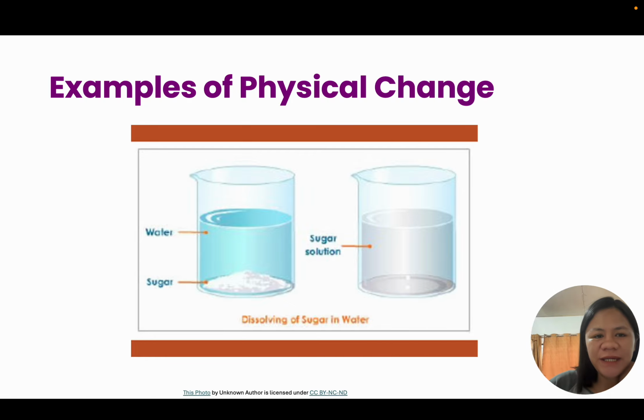An example of physical change is dissolving sugar in water. So we have our water and our sugar there. When we mix it all together, we have our sugar solution. But if we let it settle for a certain time, it will separate. The sugar will be separated from the water. Even though we add them up, it did not change the composition. It's just water and sugar. There are no other chemicals involved in the changes.